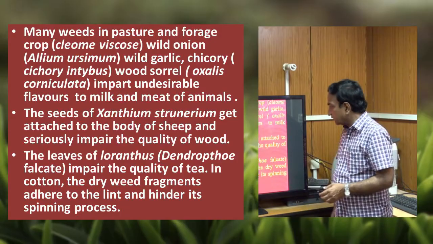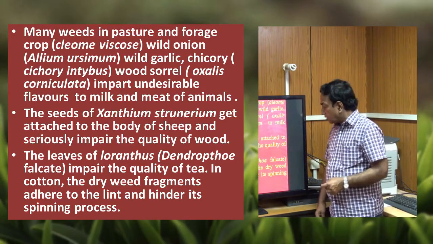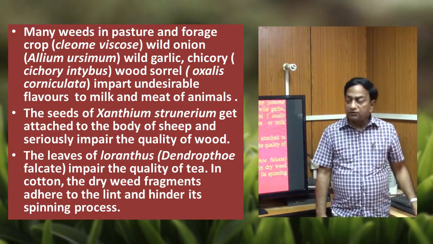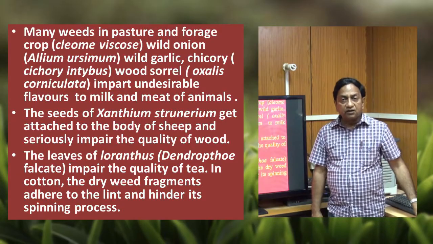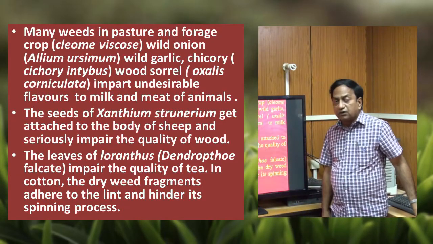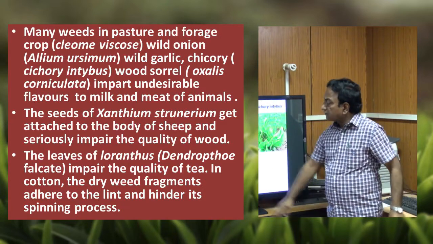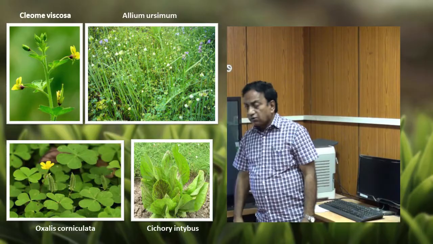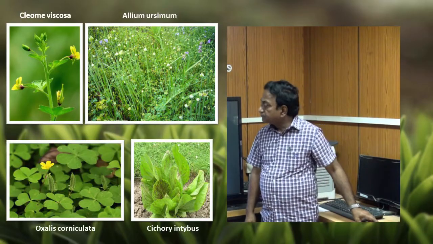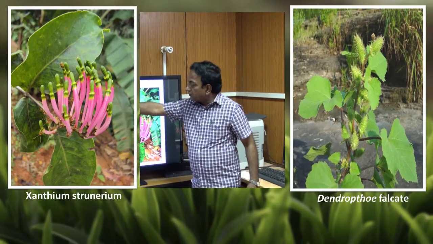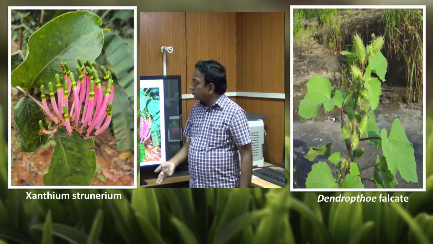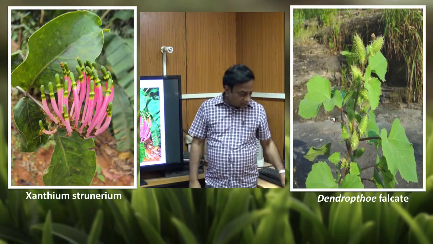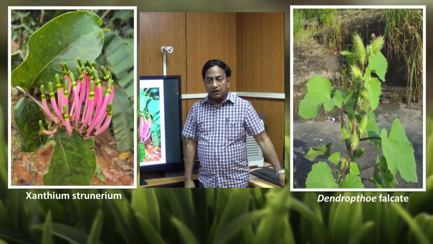The leaves of Loranthus impair the quality of tea. In cotton, the dry weed fragments adhere to the lint and hinder the spinning process. So the presence of this type of Loranthus also creates disturbance in the smooth processing of lint. So, these are certain photographs: Clium viscosa, Allium ursinum, Cichorium intybus, and also Oxalis corniculata, which I talked about earlier. This is Xanthium strumarium. You can see that these are thorny fruits and they get attached to the animal's body. Similarly, Dendrophthoe falcata is also a semi-parasitic weed found on fruit plants.